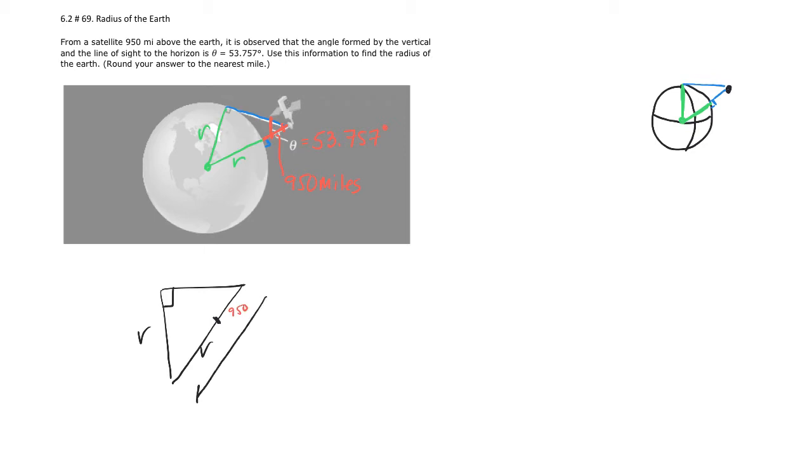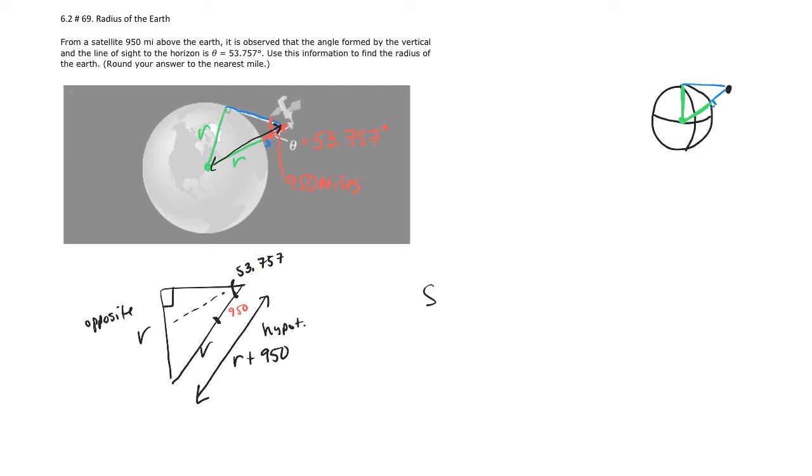So the whole entire hypotenuse there is r plus 950. That's the whole length from here all the way there. We have both r and 950. Then we have a little angle here, the 53.757. So now we're going to use sine, because sine is opposite over hypotenuse. This would be opposite, across from the angle, and this one is the hypotenuse.